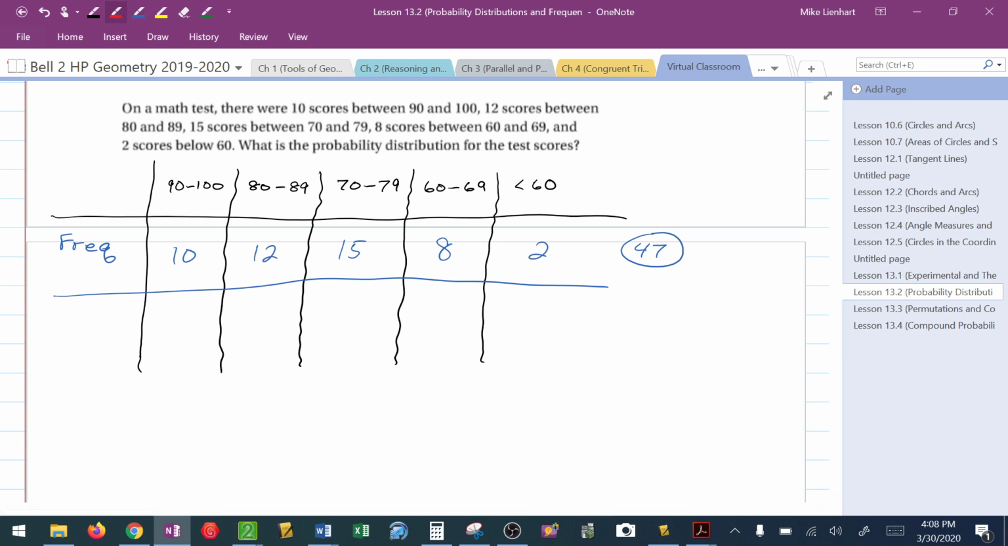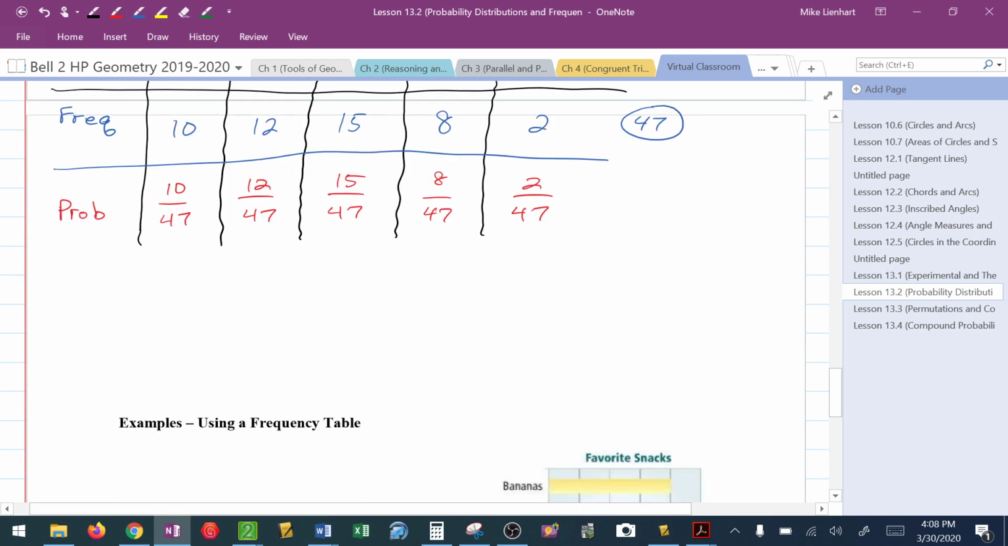47 scores. Now, I'm going to figure out the probability of each one of those. Well, that's simply 10 out of 47, 12 out of 47, 15 out of 47, 8 out of 47, and 2 out of 47. Sorry, I wrote a 5 there by mistake. And again, remember, these could be written as fractions, decimals, or percentages. This is what is called a frequency distribution or probability distribution table.